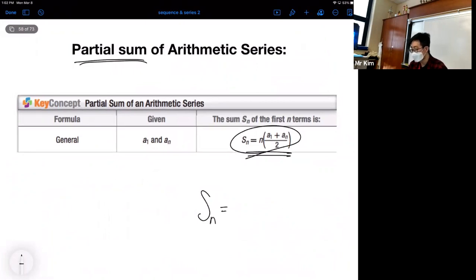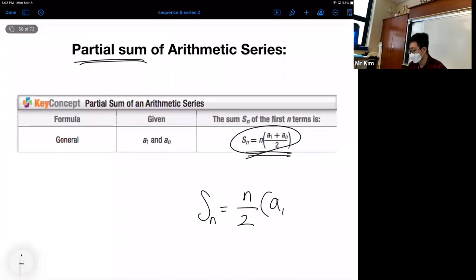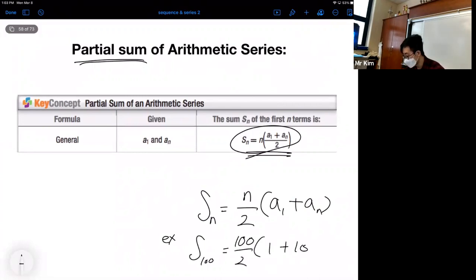The summation, S sub n, is equal to n divided by 2, which is the number of numbers divided by 2, how many pairs I have, times the very first term, a sub 1, plus the very last term, a sub n. For example, the summation of the first 100 numbers in the sequence I provided in the previous slide was 100 divided by 2 times 1 plus 100. That's how you would plug the numbers in there.